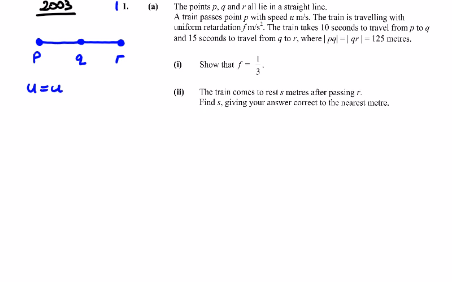Okay, so we have u is equal to u. The train is traveling with uniform retardation, so it's slowing down. The acceleration is a, which is equal to F. The train takes 10 seconds to get from P to Q, so t is equal to 10.